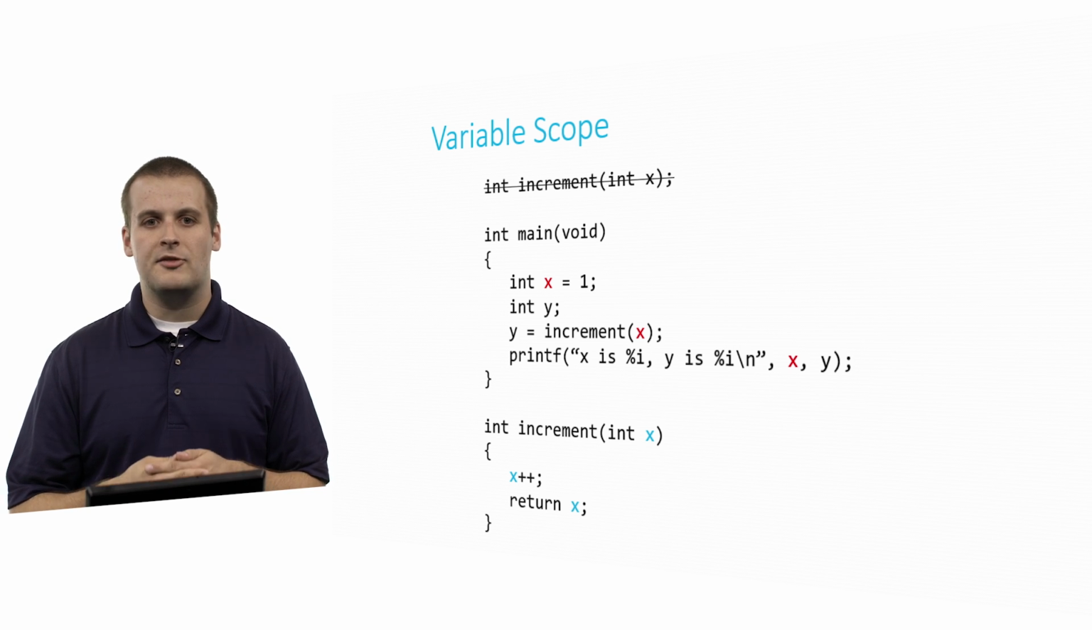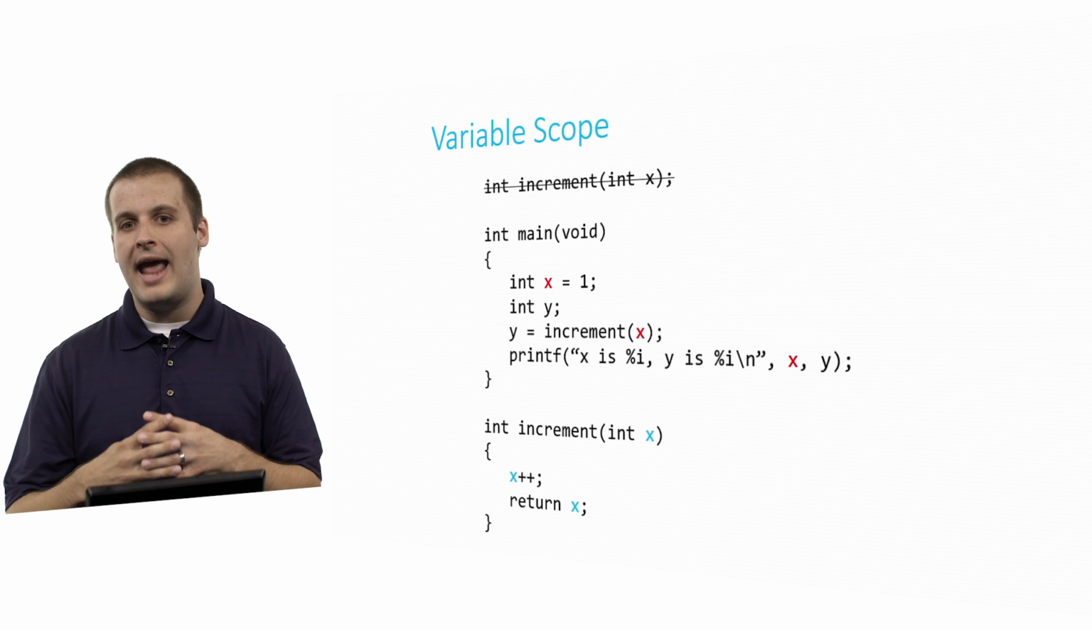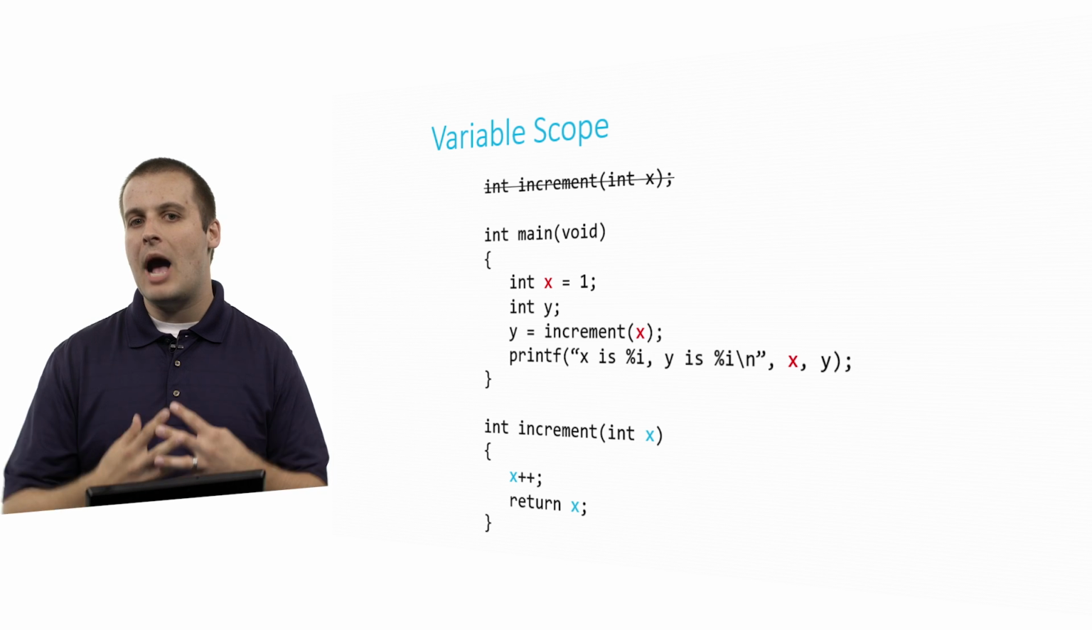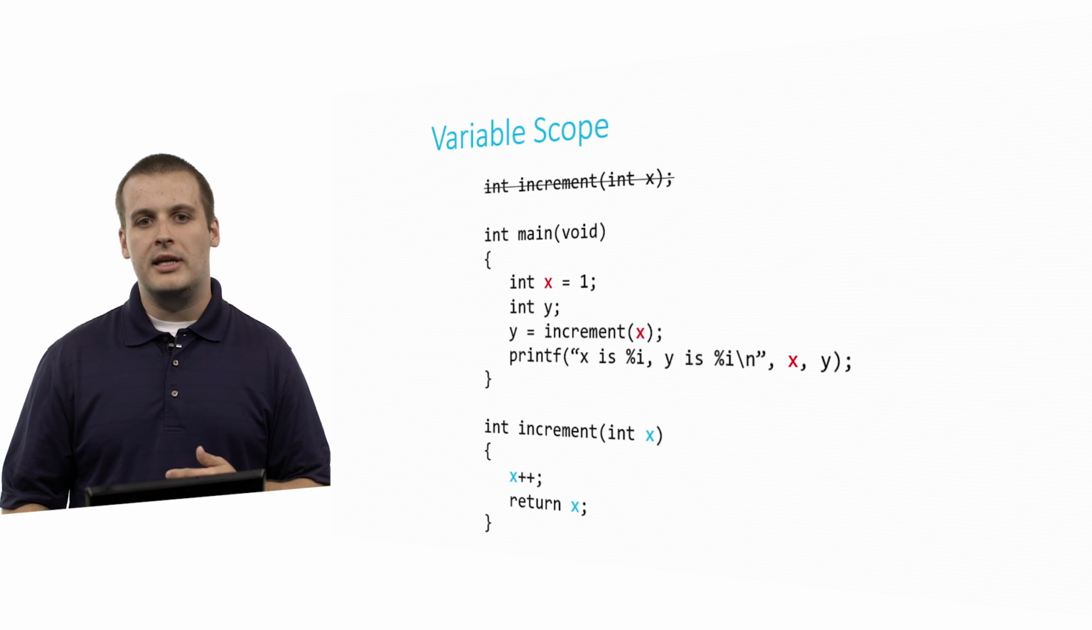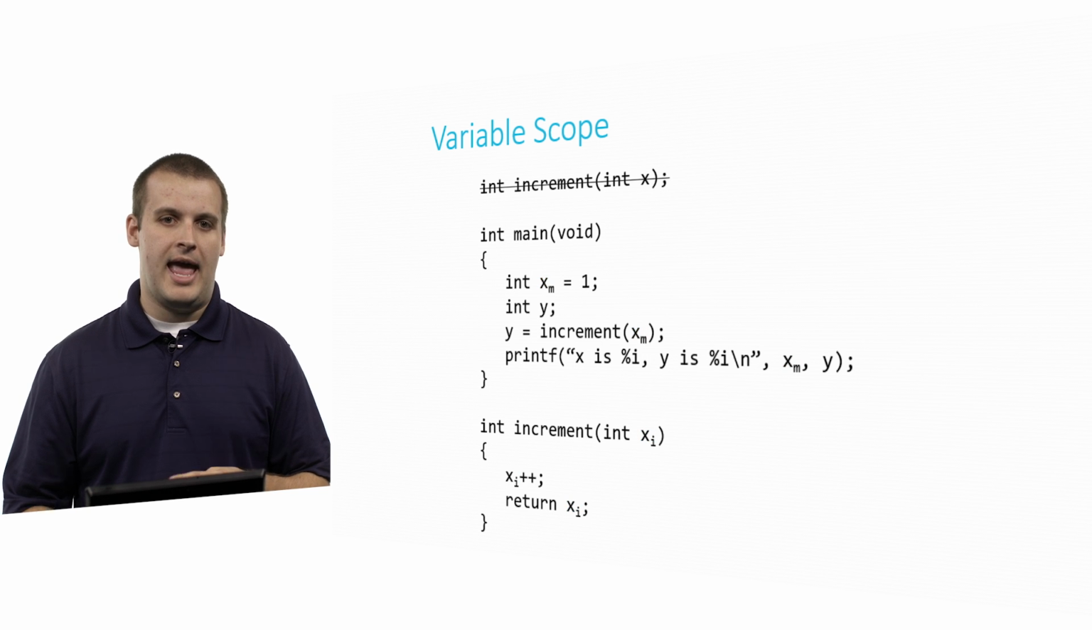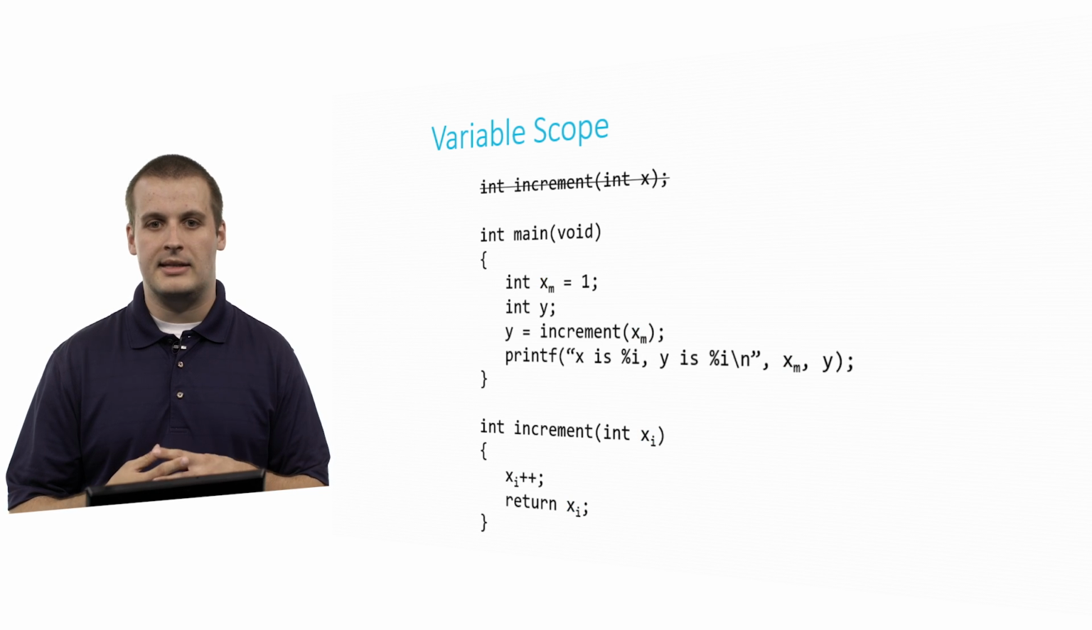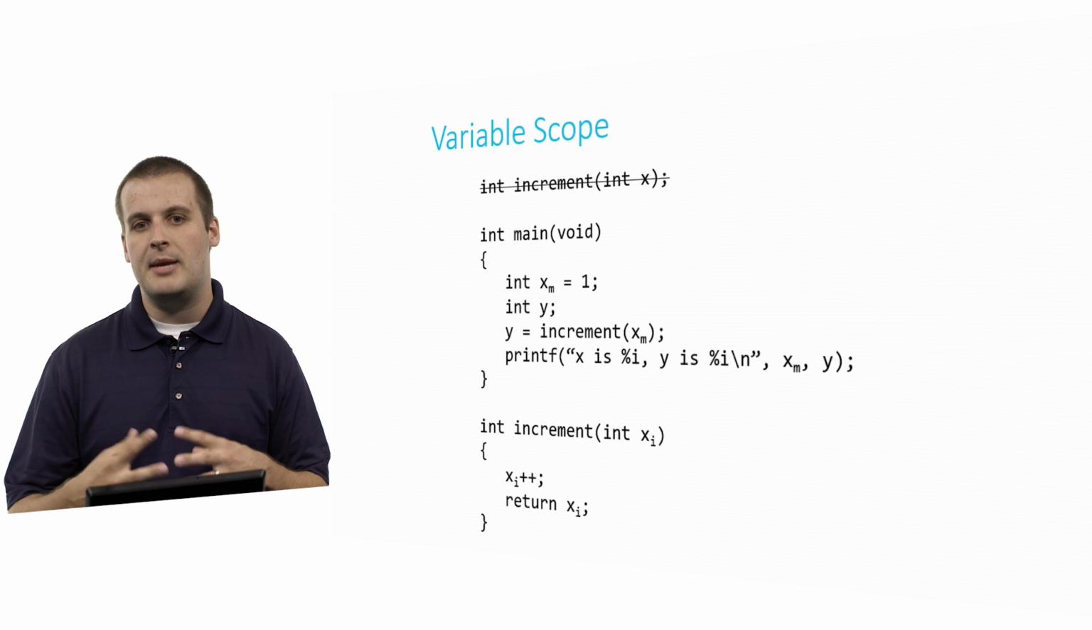Notice in that third line of main, y equals increment x, that increment is not being passed main's x, or the red x. It's getting passed a copy of it. And it's only going to work with that copy of it, the blue x. If you're mathematically inclined, you might have instead thought of this as x sub m for main and x sub i for increment, but it's the same idea.